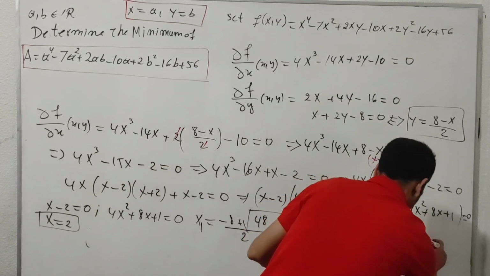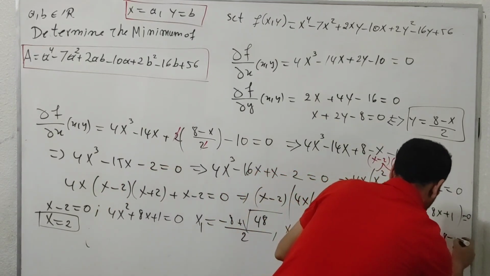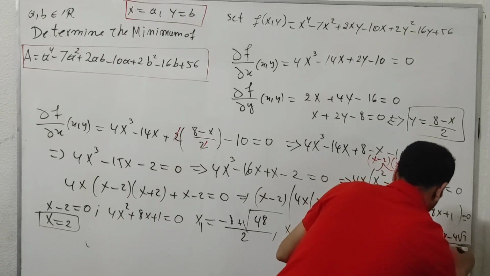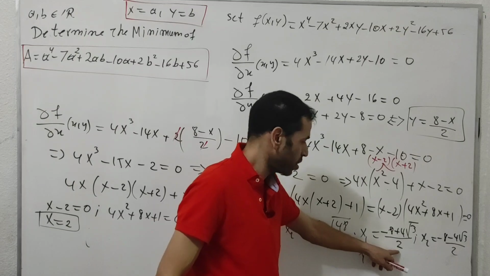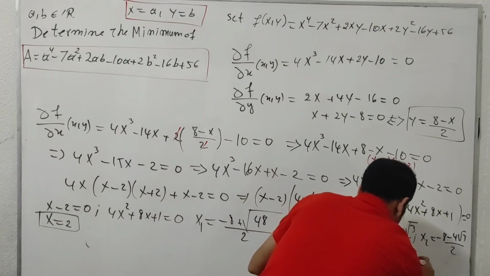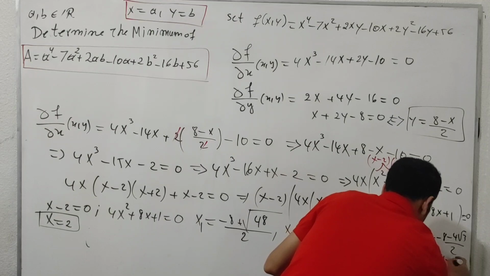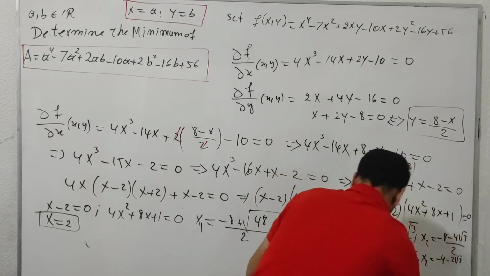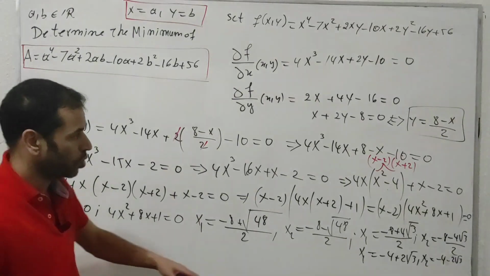I will have the same thing for the second solution, minus 8 minus square root of 48 divided by 2, okay. For the first solution, I will have minus 8 plus 4 square root of 3 divided by 2. So by cancelling number 2 from the denominator, I will get x1 equals minus 4 plus 2 square root of 3. The second solution, I will get x2 equals minus 4 minus 2 square root of 3, okay. Now here are the three following solutions. Now I'm going to calculate y.